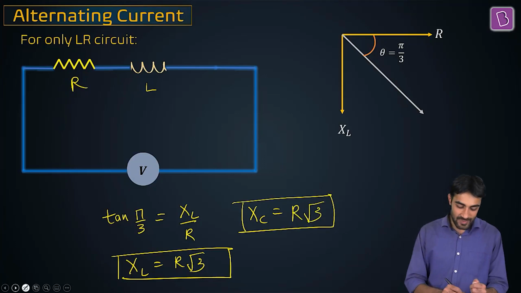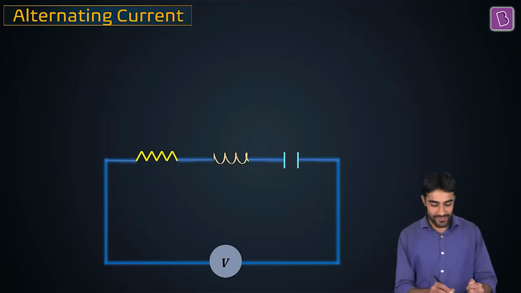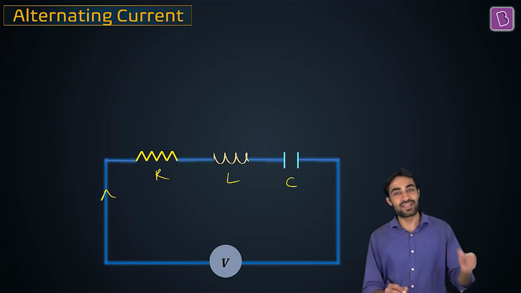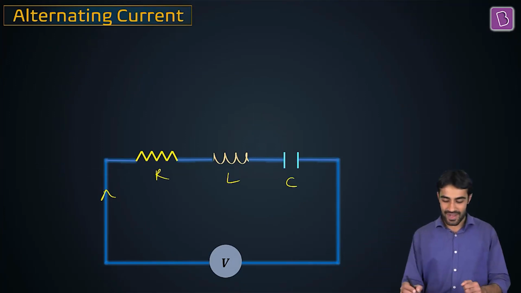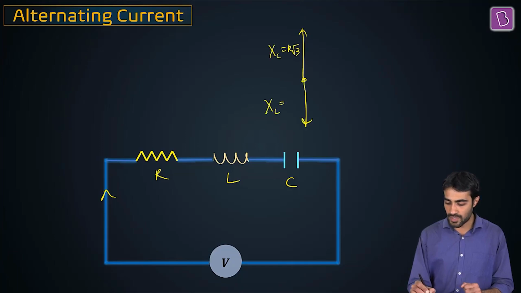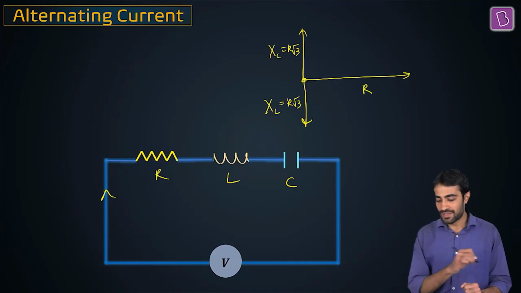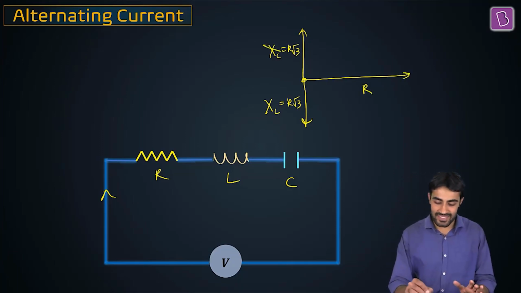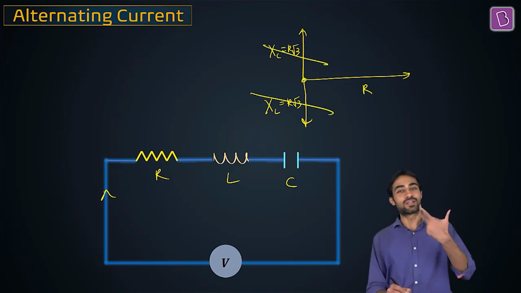Now, let's go for the entire diagram. We have R, L, and C, everything in this circuit. So, when we draw the diagram, we will draw Xc over here. This was R root 3. And then we draw XL over here. XL was R root 3. And then we have R. Now, how do we calculate the total impedance of the circuit? Well, this cancels out this, and the total impedance is R.